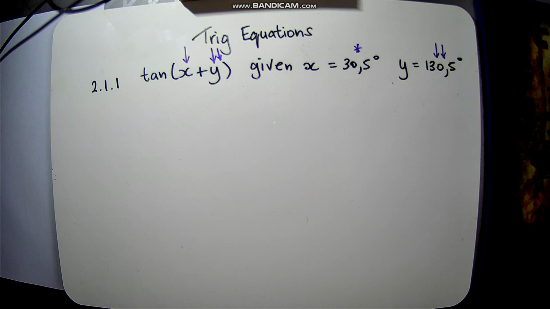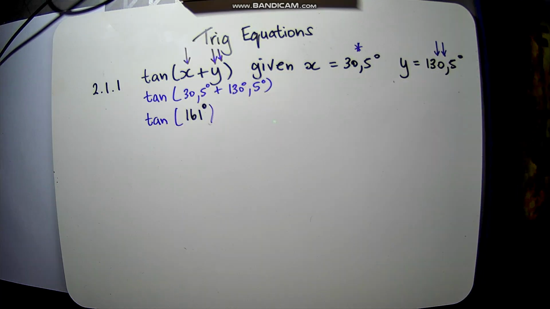For this section, you will need a calculator, substitute, and use your calculator to get the answer. You can pause the video, try it, and check the answer. We'll get tan 161 degrees, calculator, equal. Our answer is negative 0.34.